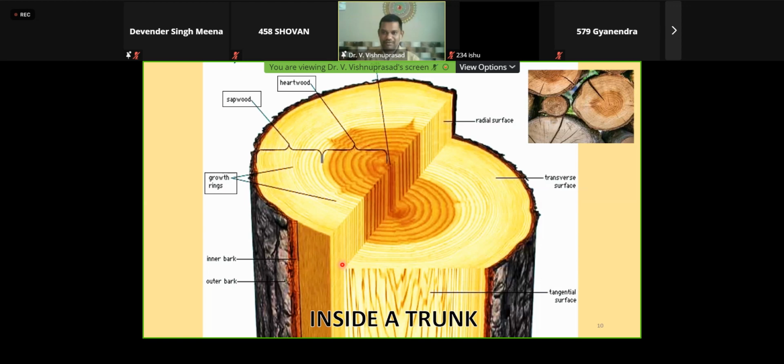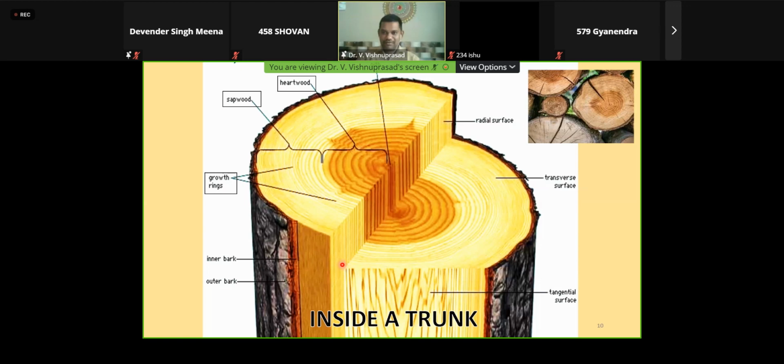The heartwood which is present now was once a sapwood. As and when the growth increased, the sapwood became heartwood in the center, and the outer portion is the sapwood. So the innermost portion of the sapwood is turning into heartwood as the growth is increasing. And that's why the sapwood is comparatively lighter in color.